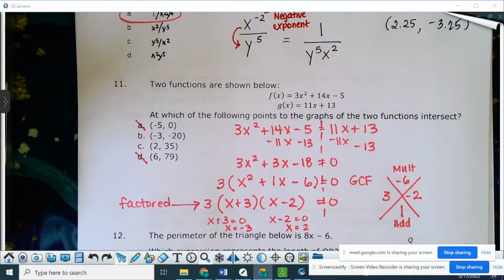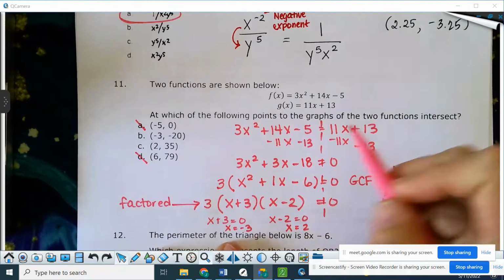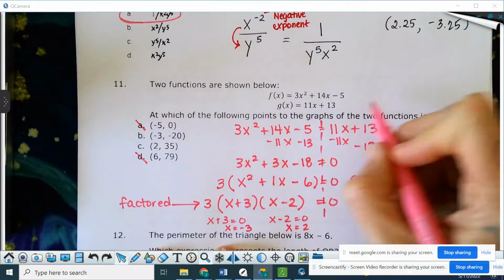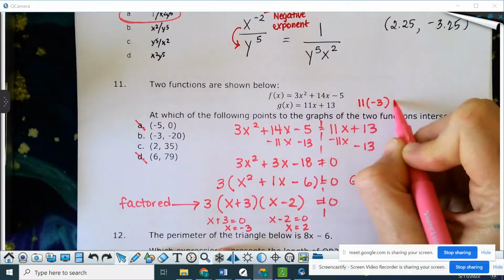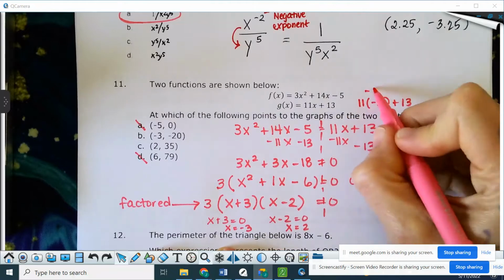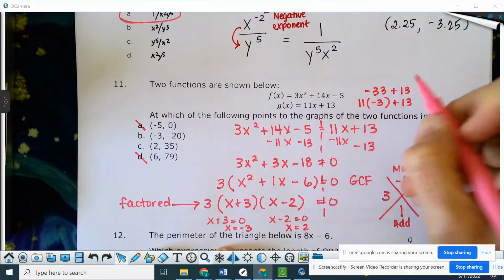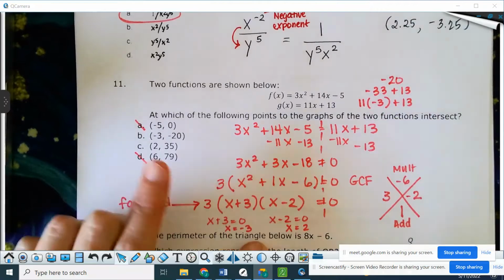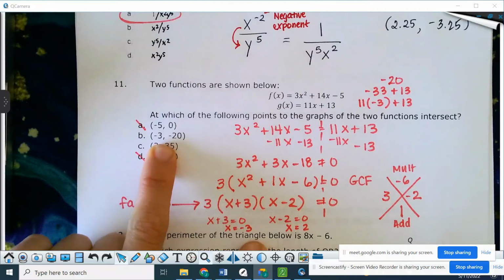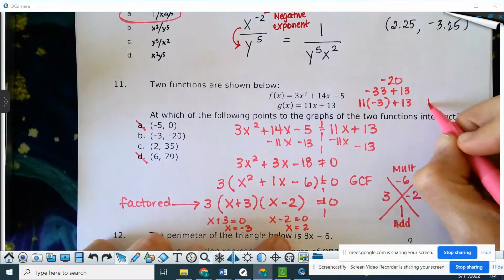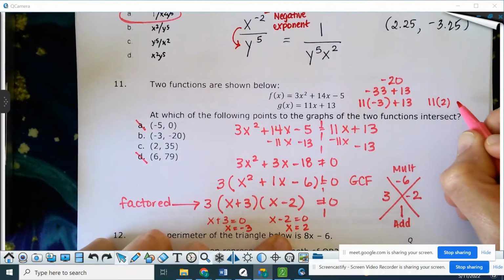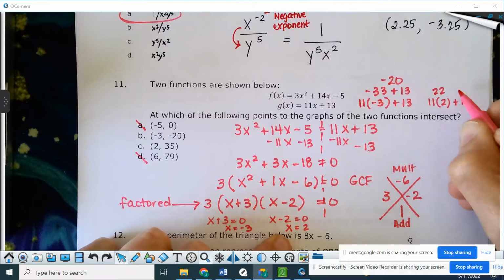And you want to plug in both because one of them might work. Both could theoretically work. This is a quadratic at the top, which is a U-shaped graph. It's a smiley face or a sad face, depending if it's positive or negative. So if I have a negative 3, I'll be honest, I'm going to use the linear just because it's a little easier. Can do some mental math maybe. So 11 times a negative 3 gives me a negative 33 plus 13 will give me a negative 20. So up here, negative 3, negative 20. That one's looking good. If I take my 2, so 11 times 2 plus 13 is 22 plus 13, and that is 35, which looks good.